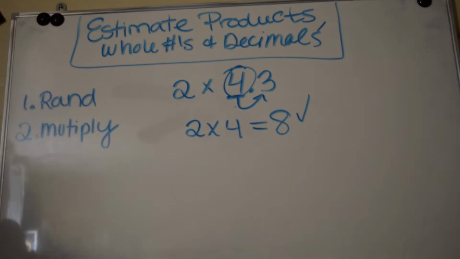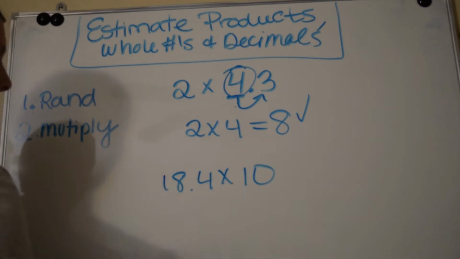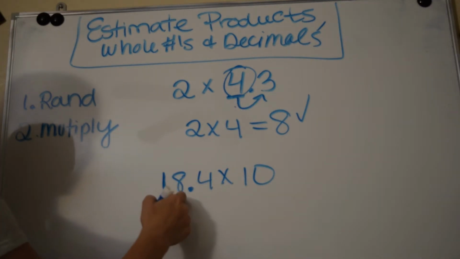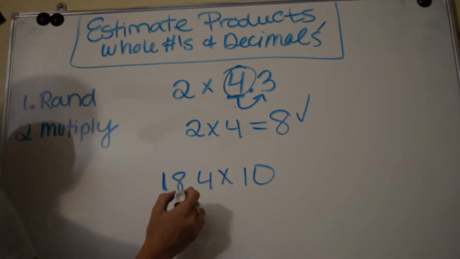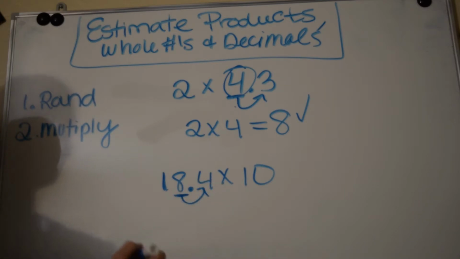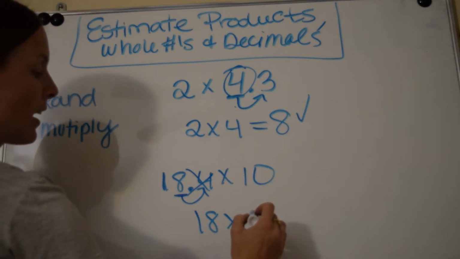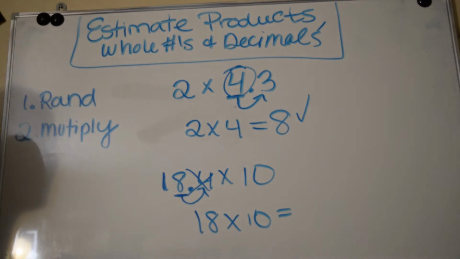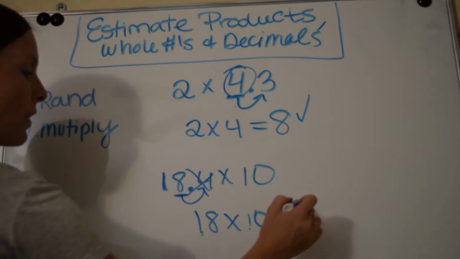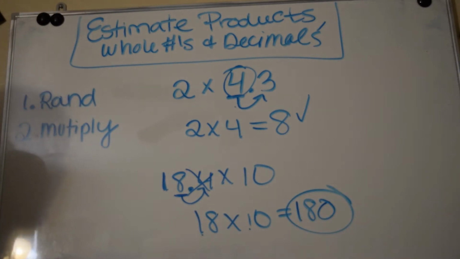Let's go ahead and do another one. How about I have 18 and 4/10 times 10. Okay, so we got to get rid of the decimal. We're going to change that to a whole number. So we need to round whatever's in the ones place. So when 8 is sitting in the ones place and I look to the right, it is 4 or less, so we let it rest. So this becomes an 18 times a 10. Okay, do you guys remember our zeros tricks when we're multiplying? So we take 18 times 1, which is 18, and then we have 1 0 in our answer. So our answer comes out to 180.